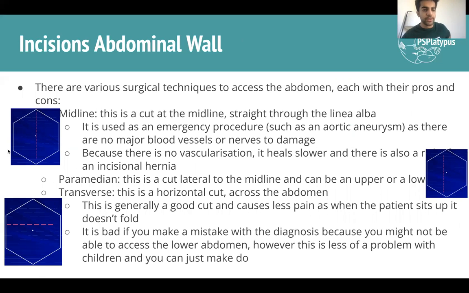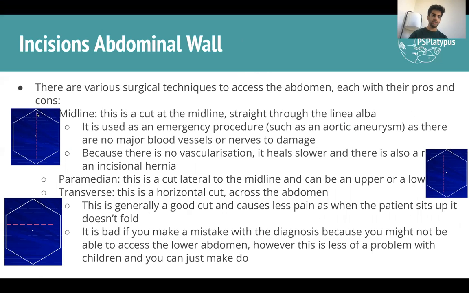Okay, this is relatively low yield, but it's important to know, especially going into placement and stuff. You want to be able to note this on general inspection. You have incisions of the abdominal wall. Now, these aren't actually used as much nowadays because most procedures are done laparoscopically, so you just need 2 or 3 small incisions, but still good to know.